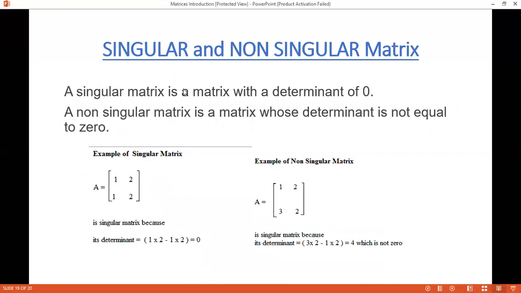Now singular and non-singular matrix. By convention, a singular matrix is a matrix with a determinant of 0. In this case, 1, 2, 2, 1 is a matrix A. By multiplying 1 by 2, 2, and minus 2, 2 minus 2 equals 0. So this is a singular matrix. All those matrices whose determinants are not 0 are known as non-singular matrices. In this case, 1 multiplied by 2 and 3 minus 2, the answer is 4, which is not equal to 0. So this is a non-singular matrix.